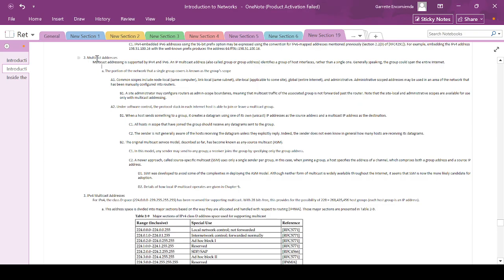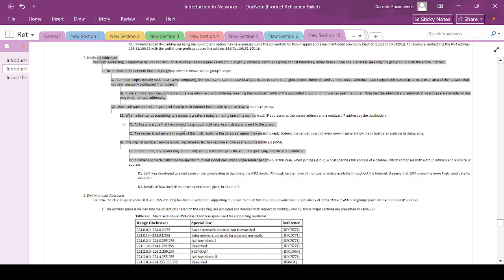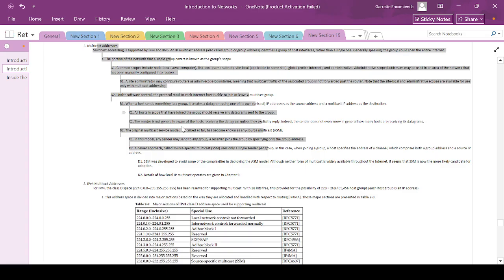Multicast addresses. Multicast addressing is supported by IPv4 and IPv6. An IP multicast address, also called a group or group address, identifies a group of host interfaces rather than a single one. So, a multicast address identifies a group rather than a single host.